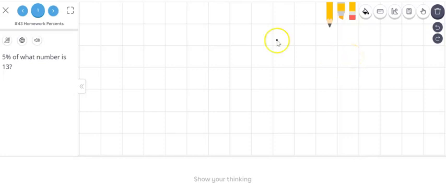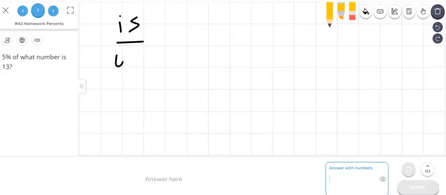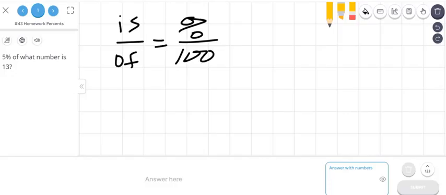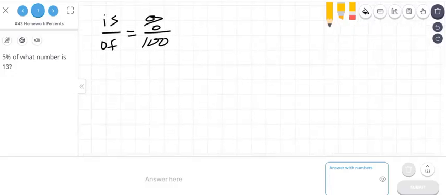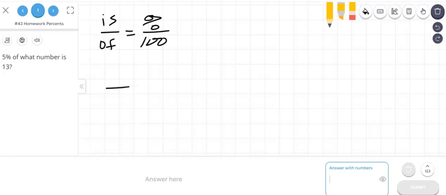All right, this is homework number 43, percent problems again. You should be good at these since this is like our fifth assignment doing this. You can do either percent equations or proportions, whichever way you like. I like the is over the of, part over whole equals percent over 100. That way I don't have to worry about changing the percent. So, up to you, but I'm going to do all these this way.